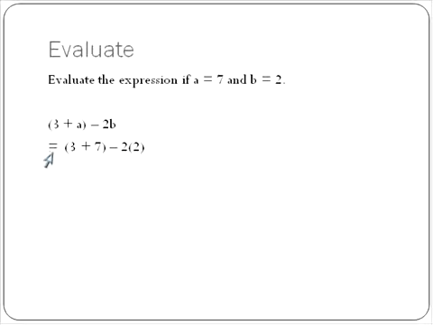Now we have to think back to the order of operations. 3 plus 7 is inside of parentheses, so we're going to do that first. 3 plus 7 is 10. And because there's a minus sign in between there, we know that we're going to do this multiplication before we do that subtraction. So we can go ahead and do that at this same step. 2 times 2 is 4. And to solve this expression, we'll say 10 minus 4, and that's equal to 6.